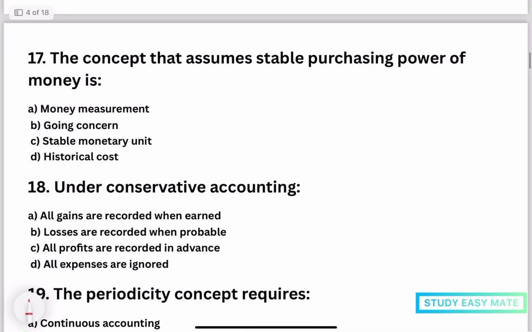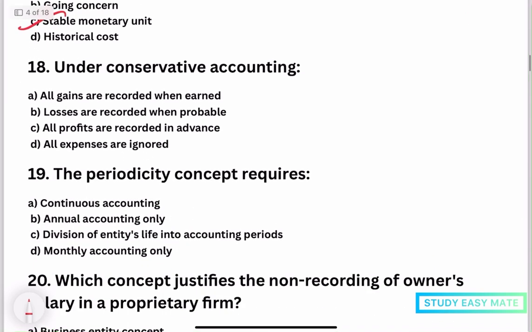So 17, the concept that assumes stable purchasing power of money is stable monetary unit. Because why? The purchasing power of money remains stable over time. So this assumption will underlie the use of historical cost accounting and allows for the addition of monetary amounts from different time periods. However, in reality, inflation affects the purchasing power of money, which is a limitation of this assumption.